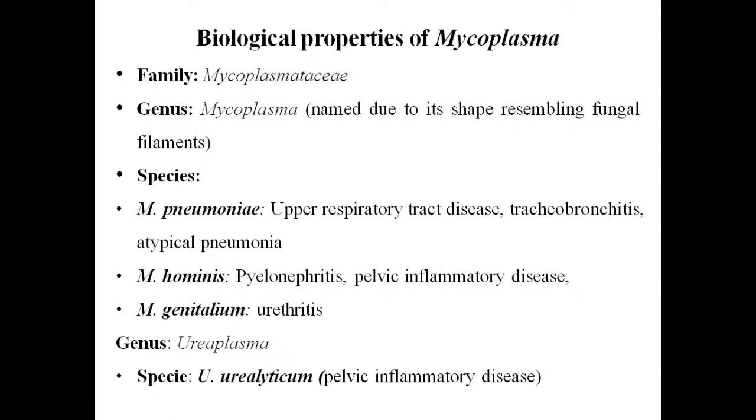Mycoplasma pneumoniae causes upper respiratory tract disease, tracheobronchitis, atypical pneumonia. You may memorize it because of its name. Mycoplasma hominis causes pyelonephritis and pelvic inflammatory disease, and Mycoplasma genitalium causes urethritis. Another genus here is Ureaplasma, and there is one species in this genus, Ureaplasma urealyticum, that also causes pelvic inflammatory disease in both male and female.